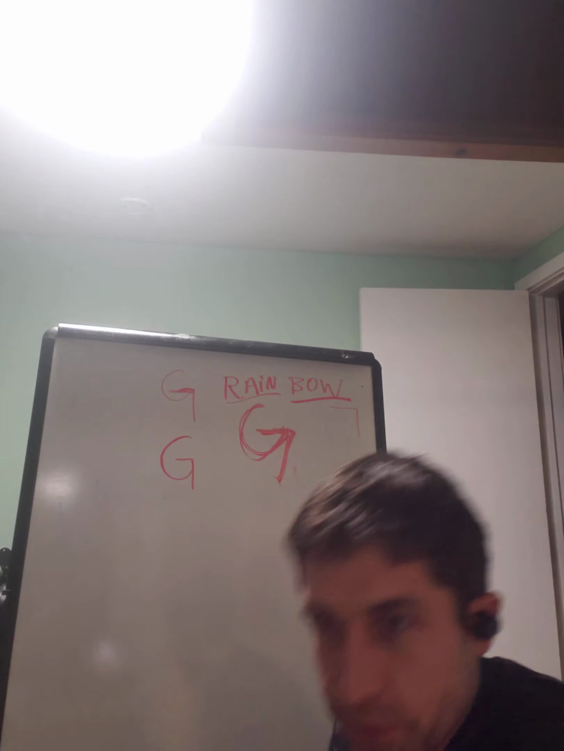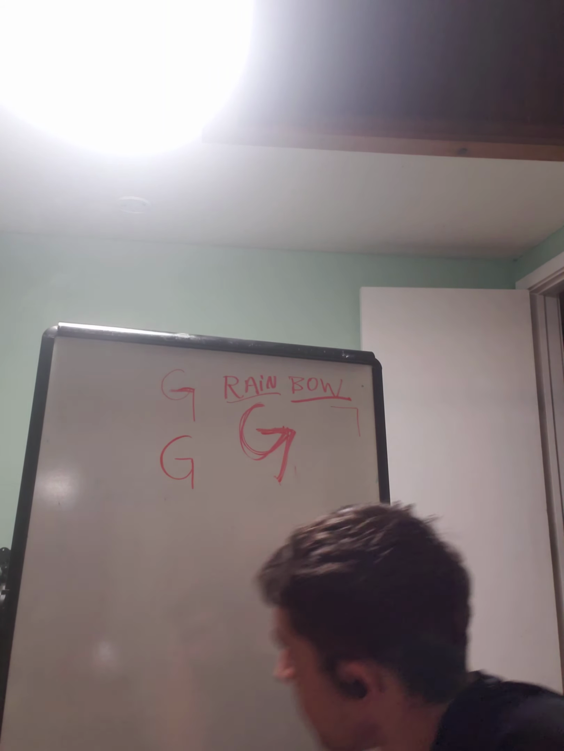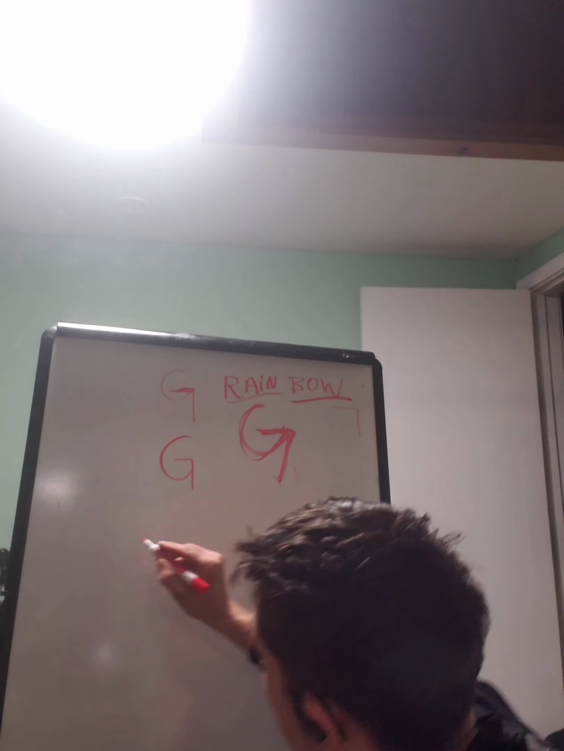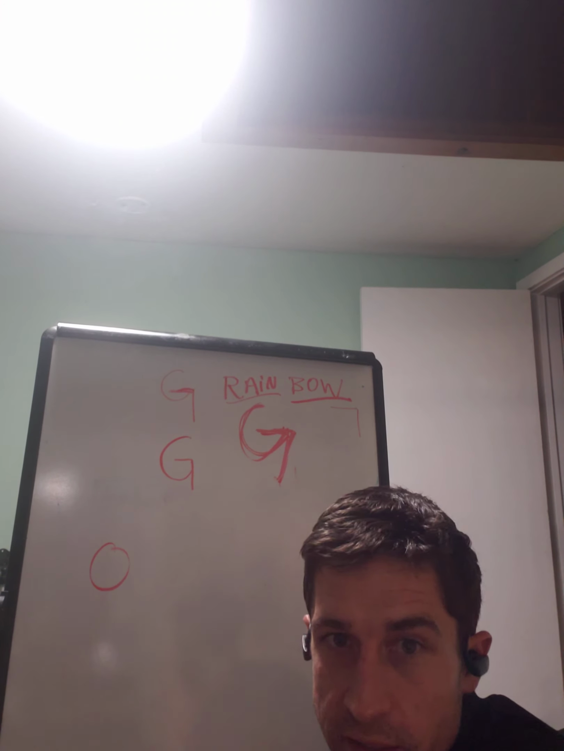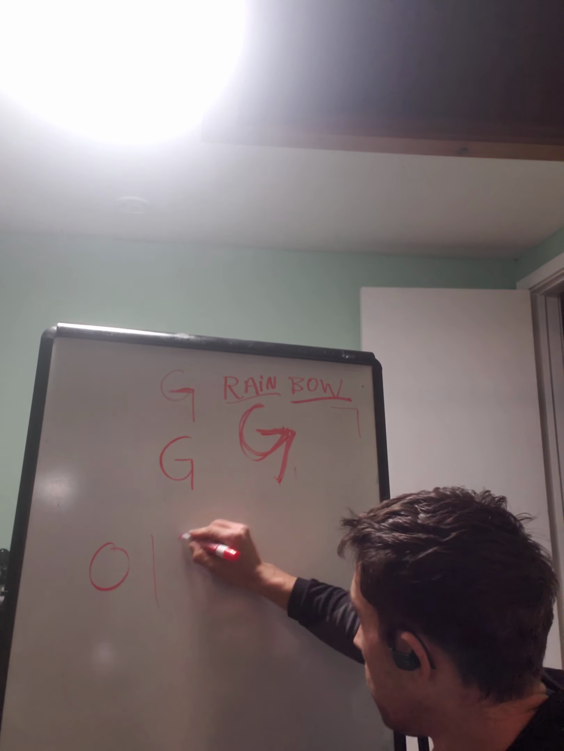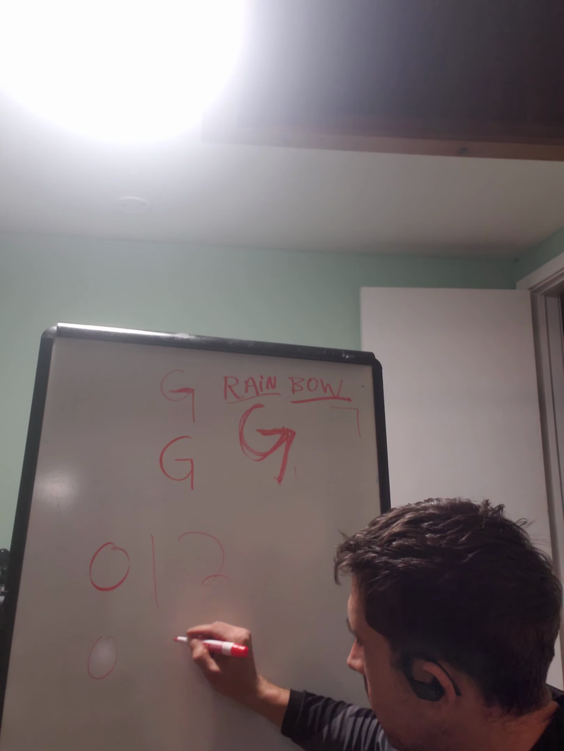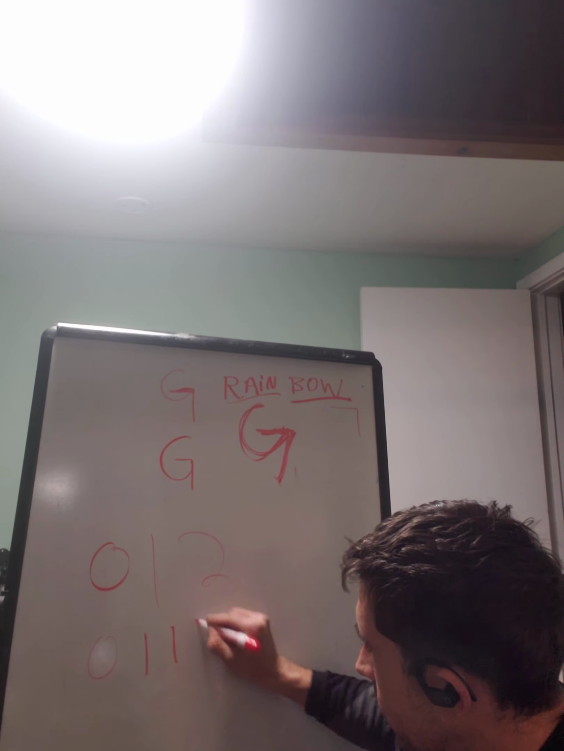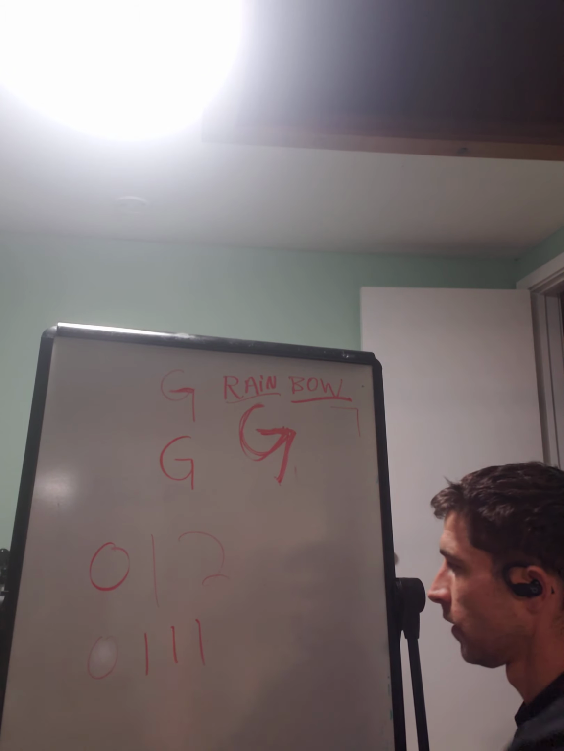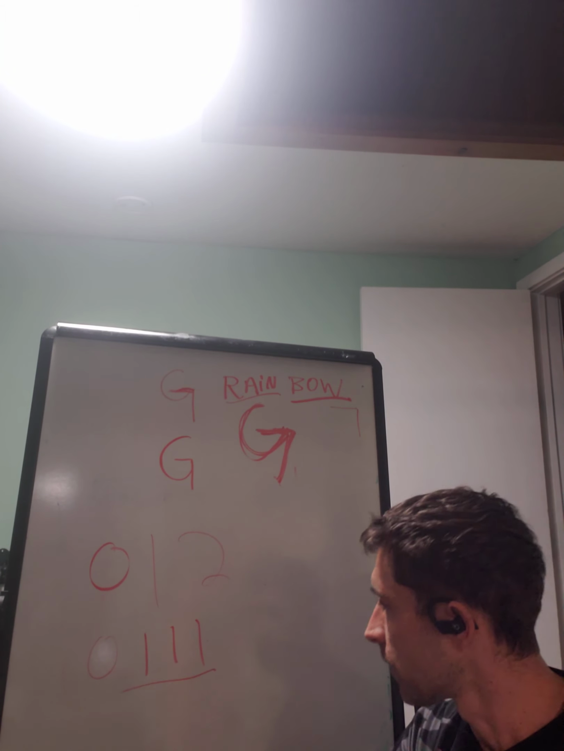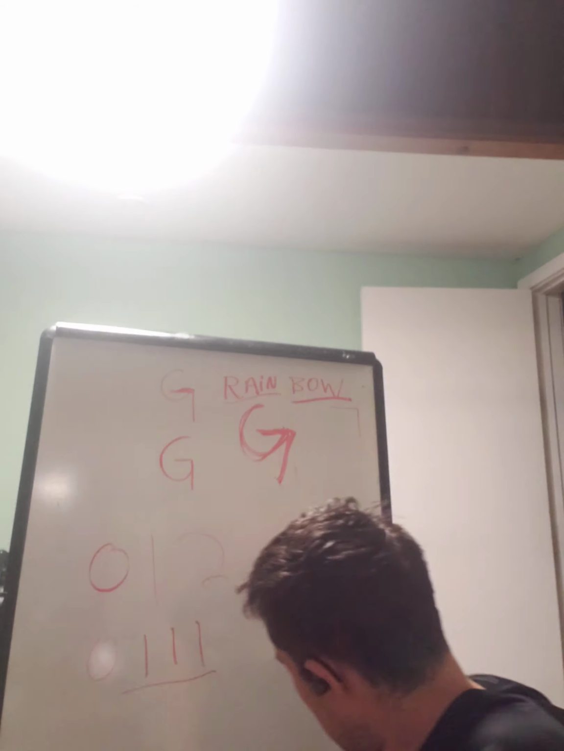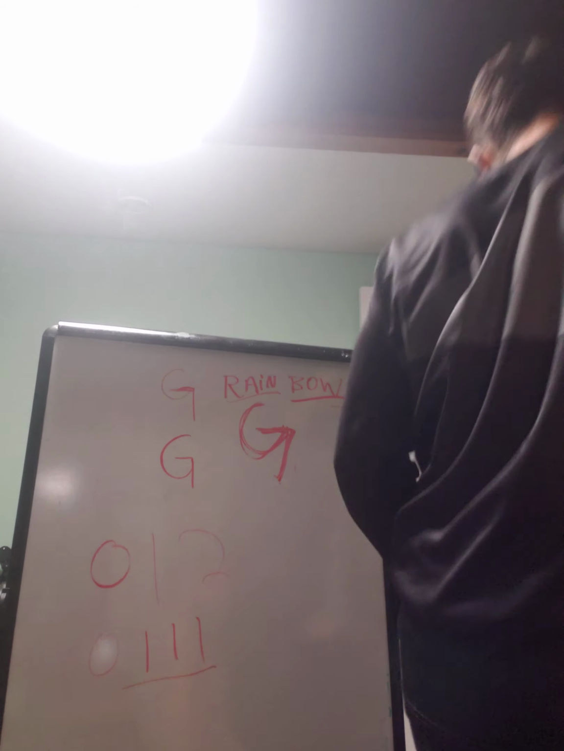It's going from 1 to 2. Don't forget, you have 0, which is hidden. So you got 0, 1, 2, or 0, 1, 2, which is 3. I need an eraser.